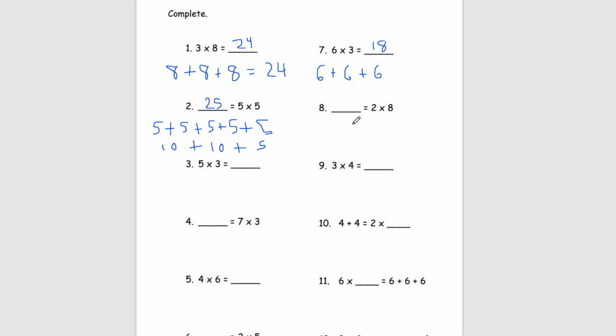And lastly, for this page, we have number 8. We have 2 times 8, and that's basically telling us that 8 is being added 2 times. So 8 plus 8, and that gets us 16.